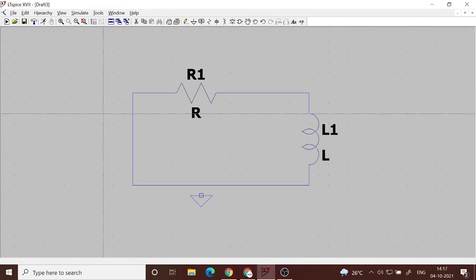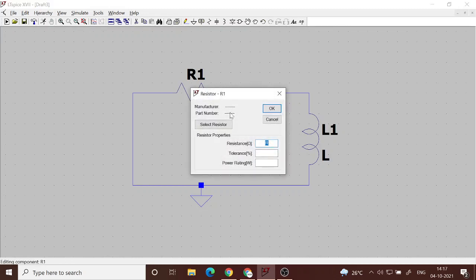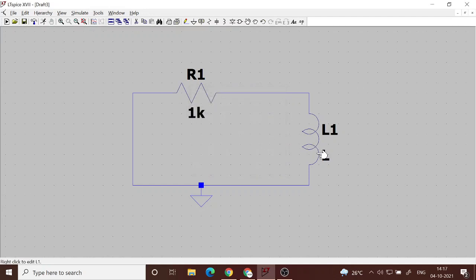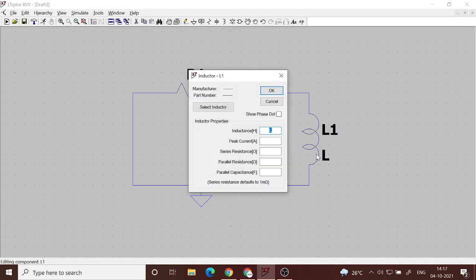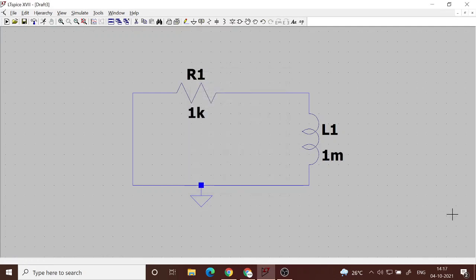I have no excitation for this circuit. There is no external excitation, no source, no voltage source, no current source, nothing. And again I'm going to give some values which are practically available. So the value, say 1K again, and this one I will give, say, 1 millihenry. Okay, so we have this 1 kilo resistance, 1 milli.